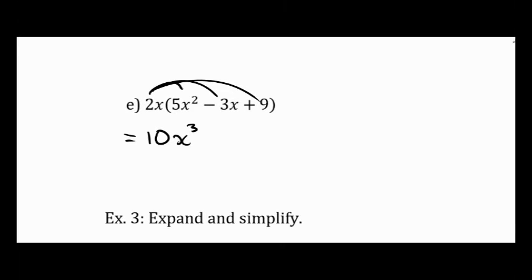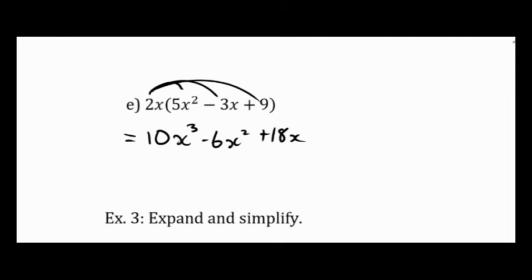Moving on to the next one, we're done the first one. 2x times negative 3x. So 2 times negative 3, what's that? And x times x, we've done that a bunch of times. That should be x squared. And then 2 times 9 is 18. And 18x, very good, Tariq. Right, we keep the x.